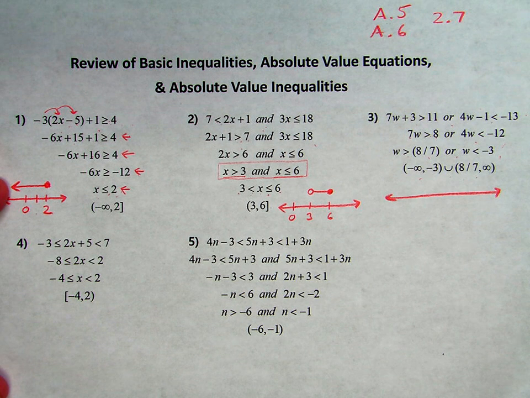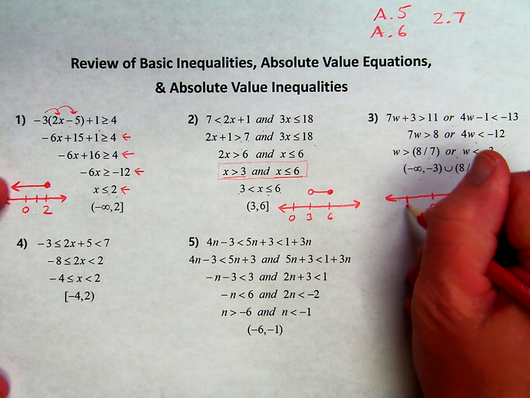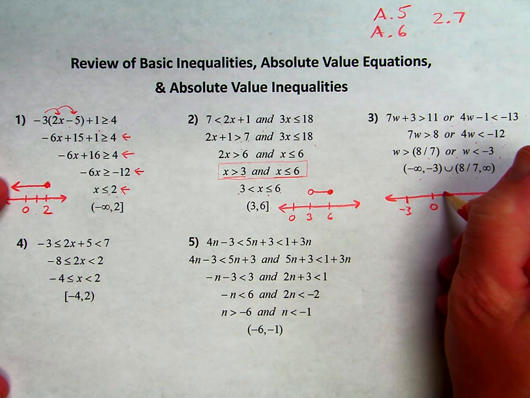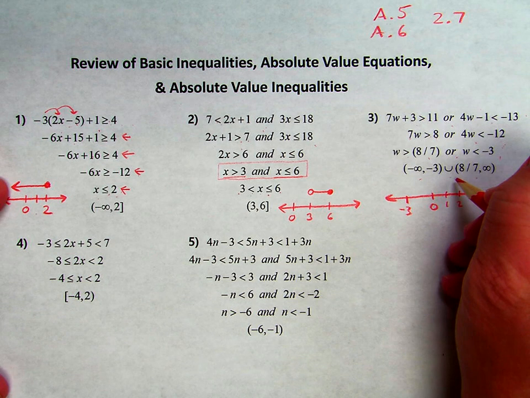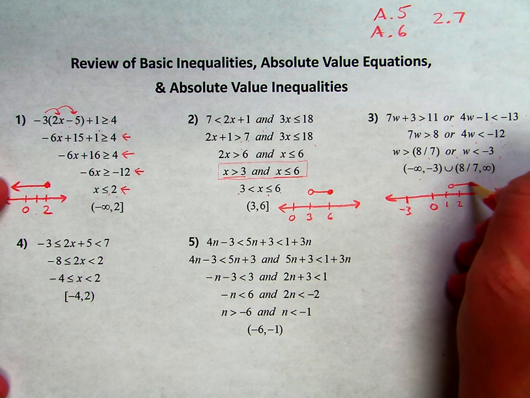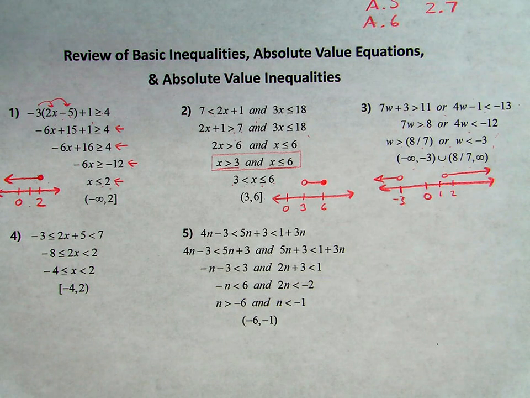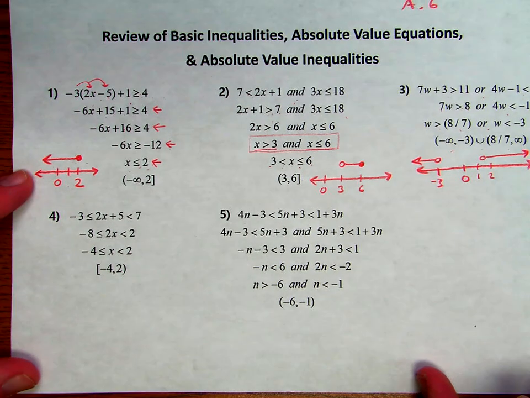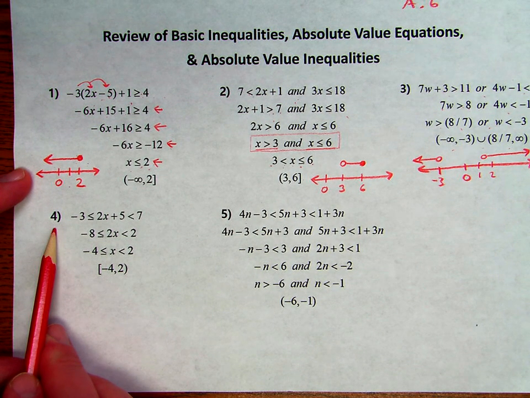So we're looking at 0. Negative 3 is roughly down here somewhere. 8/7 is between 1 and 2. So we got open circle on both. So we've got going that way, going that way. All right. On to number 4 now.